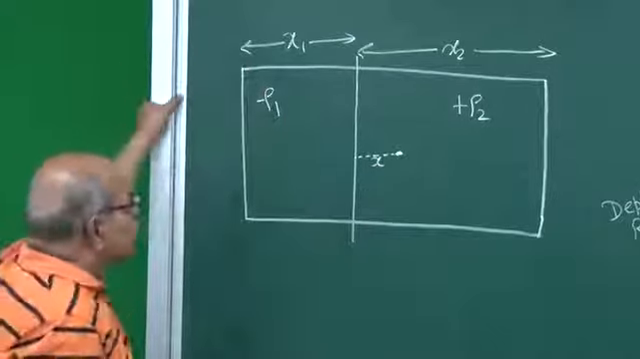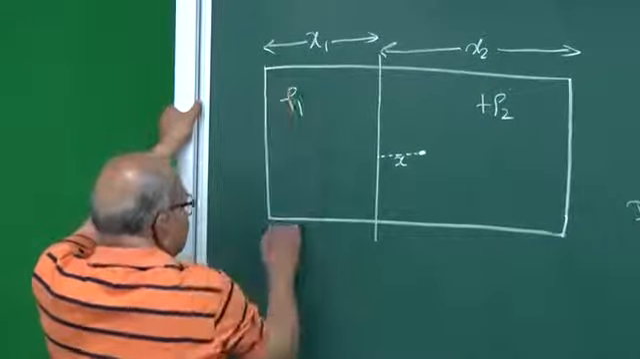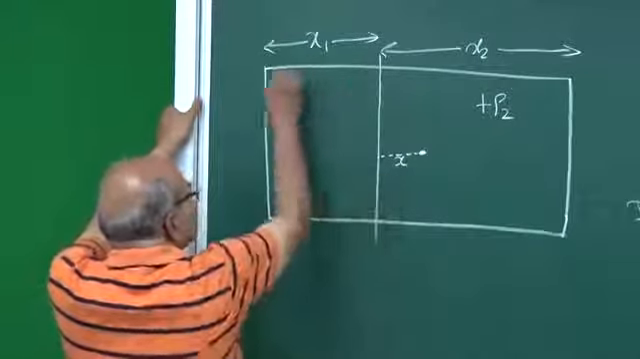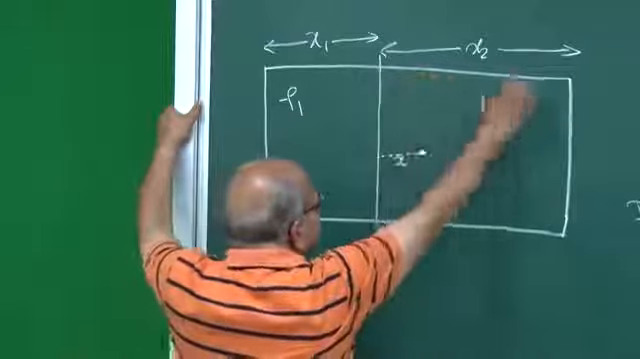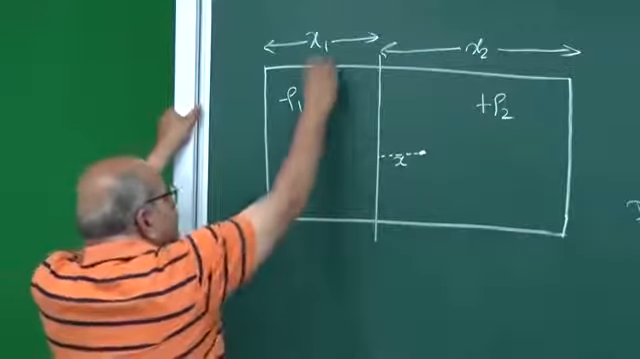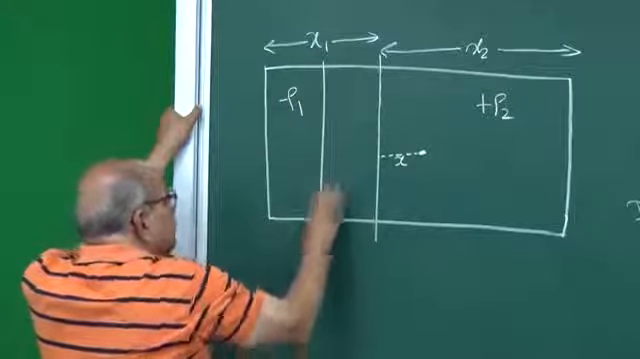Okay. So what I can do is, I can first calculate the electric field due to this minus rho 1 charge here, and then I can calculate the field due to plus rho 2. So let's first do this. Let me take a small width here.